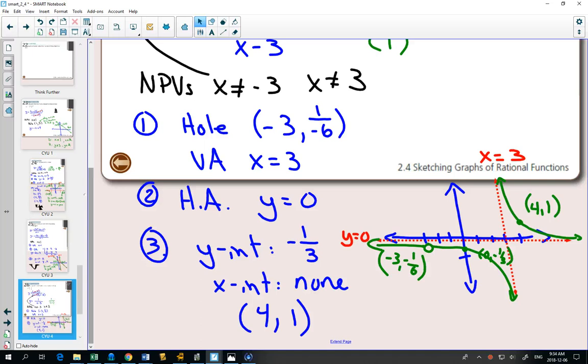Oh, probably have to do domain and range. Domain: x can't equal 3. And the range would be everything, right, except for the hole. Thank you. The range would be everything, but y can't equal -1/6. And 0.